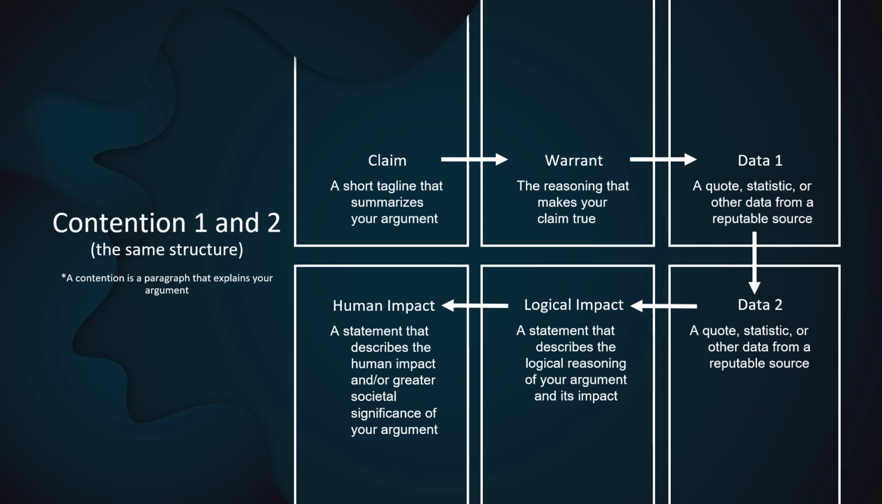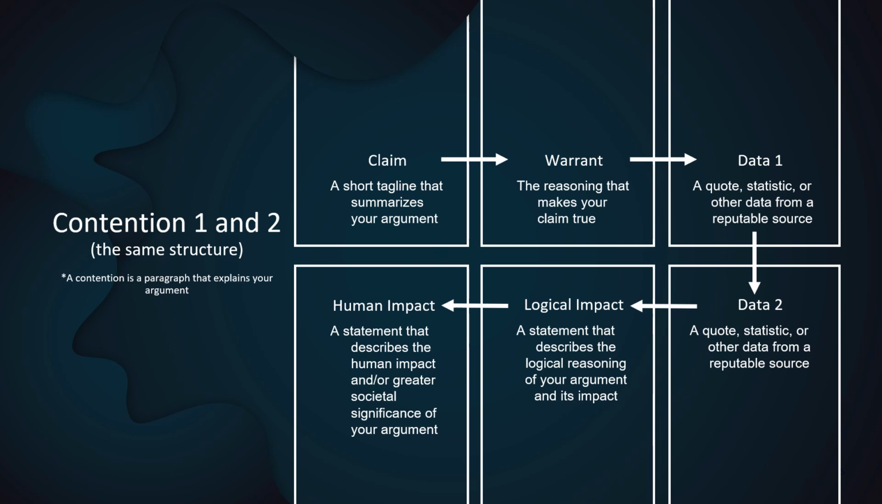Your contention should start out with a claim, which is a short tagline that summarizes your argument and says, because of this, this is going to happen. Because A exists, B will happen. Basically, one sentence to summarize this entire paragraph, just so your audience knows what to expect as you go through your logic. Then we come to the warrant, which is the reasoning that makes your claim true. If we go from A to B, your warrant is how we get from A to B.